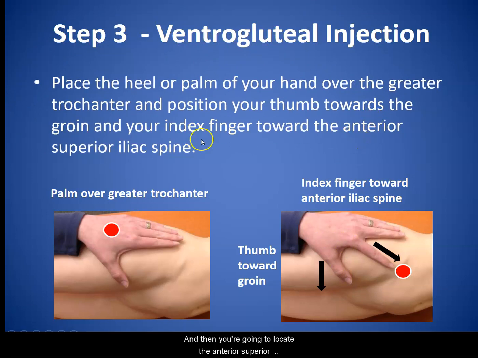Okay. And then you're going to locate the anterior superior iliac spine with your index or pointer finger. Okay, you should be able to feel it unless your patient's very obese. And so I like to call this the ASIS. A for anterior, S for superior, I for iliac, and S for spine. So remember ASIS, with your point to the ASIS.